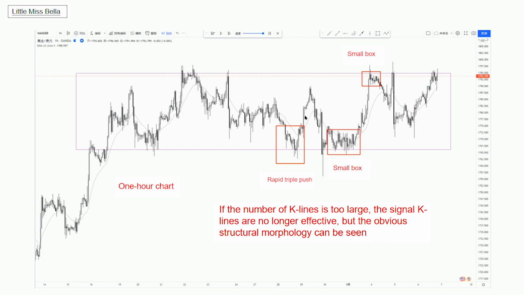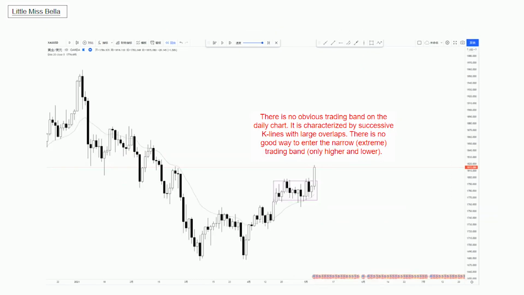If we switch the time period to 1 hour, we can see that there are a lot of K lines, and now the signal K line in the chart is not very useful and is prone to failure. It's very small in the video, but in this market state you can see obvious structural patterns, like a speed 3 push here and a little box here. Let's switch back to the daily line, which was 4 hours and 1 hour, where we no longer see the distinct characteristics of the trading range, just a continuous combination of large overlapping K lines. This is what we call a tight trading range or an extreme trading range.